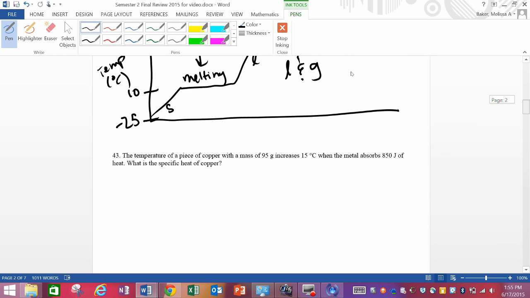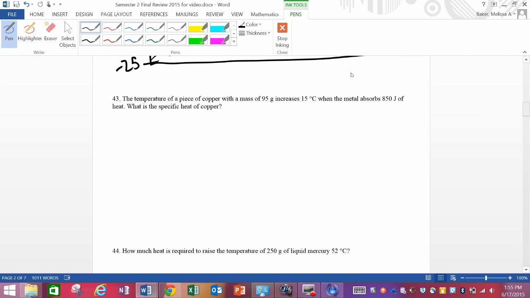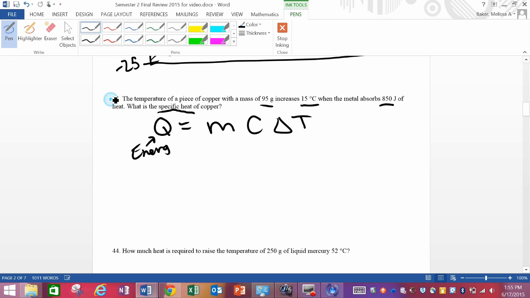Then for 43, it says calculate the specific heat of copper. And it gives you mass, change in temperature, and energy. So that should make you think, okay, I must be doing something with Q equals mc delta T. And remember that Q is energy, or heat energy, and that's measured in joules. M stands for mass, and that's in grams.